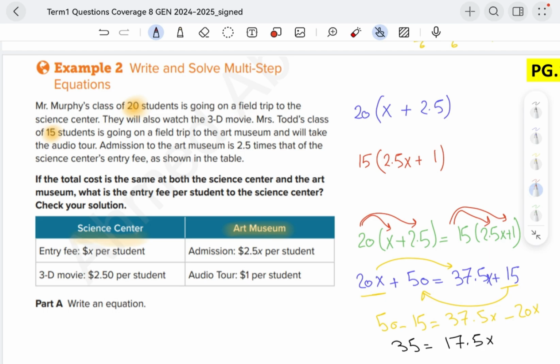Divide by 17.5. Divide by 17.5. 35 is twice 17.5. The value for x is equal to 2. So the entry fee per student for the Science Center is $2.